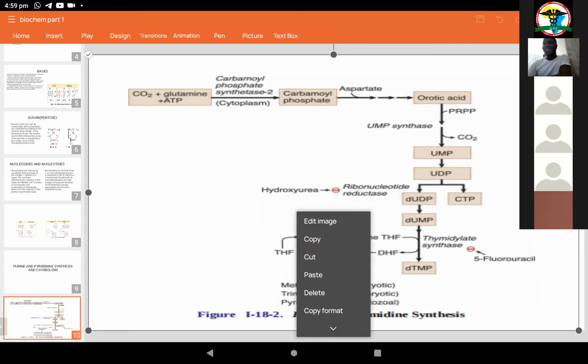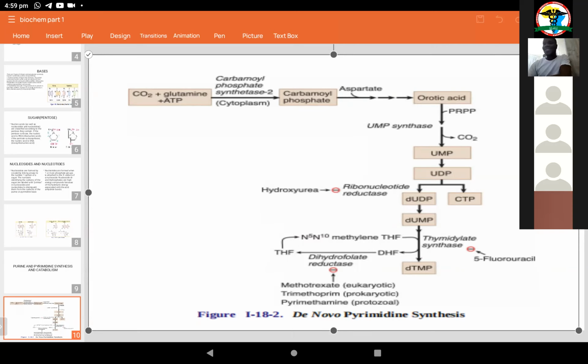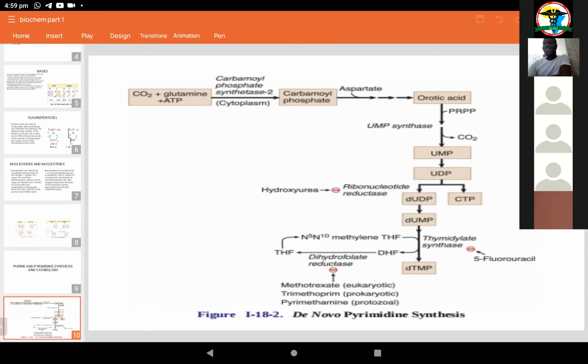So that's the whole idea. What's going on with this step? As you can see, UDP basically means uracil diphosphate. The uracil diphosphate is converted to deoxyuridine monophosphate, which is then converted to thymidine monophosphate. This is done just by adding that CH3 group, that methyl group, to make dTMP. And that particular enzyme is thymidylate synthase, and it can be inhibited by 5-fluorouracil.